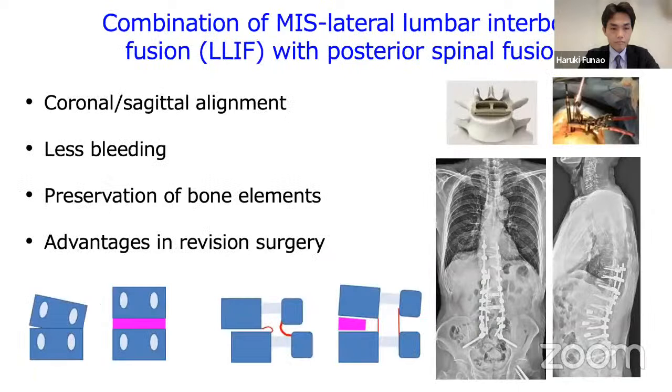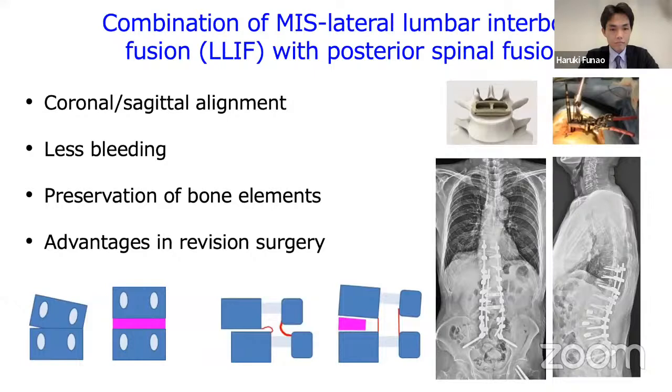The combination of MIS lateral lumbar interbody fusion with posterior spinal fusion may have several advantages. Bilateral annular release leads to a good correction of both coronal and sagittal deformity, and a large footprint interbody cage can be a good anterior support, holding the cortical bone of the vertebra from end to end. Less bleeding is expected because there is no need to treat epidural bleeding, and we can also preserve posterior bone elements. In revision surgery, neurological complications can be minimized because scar tissues don't have to be resected.